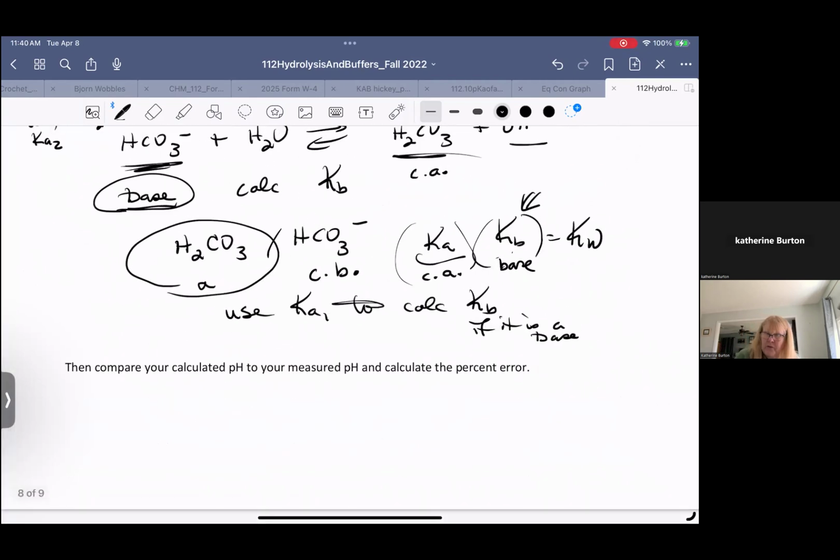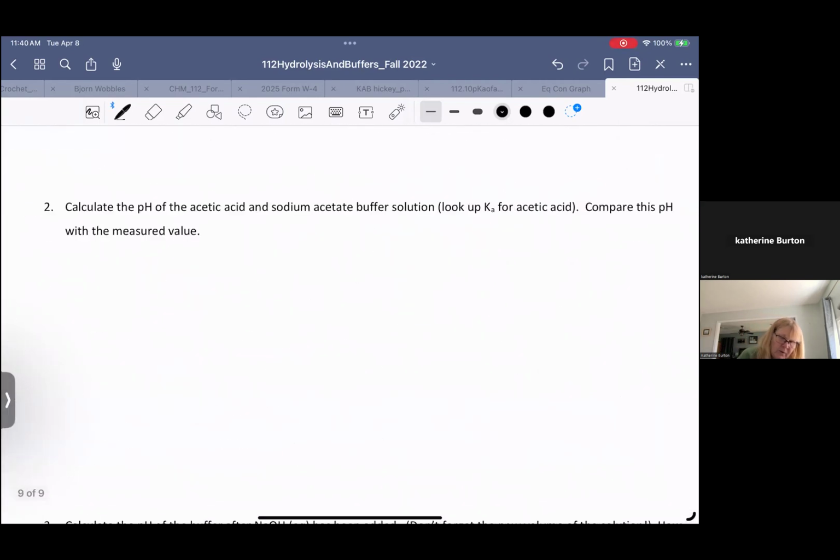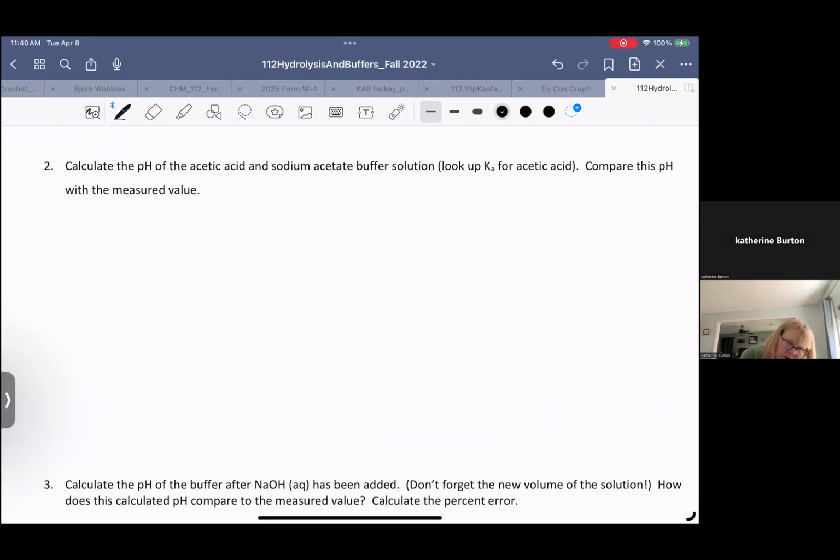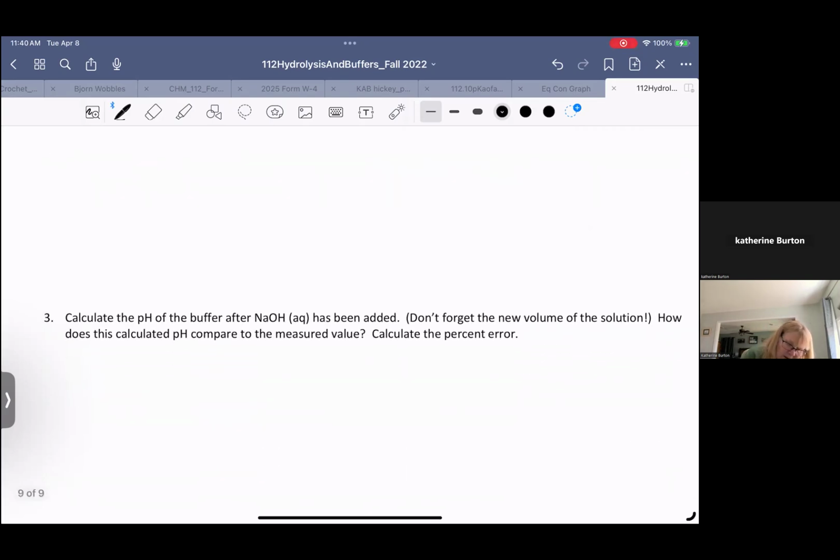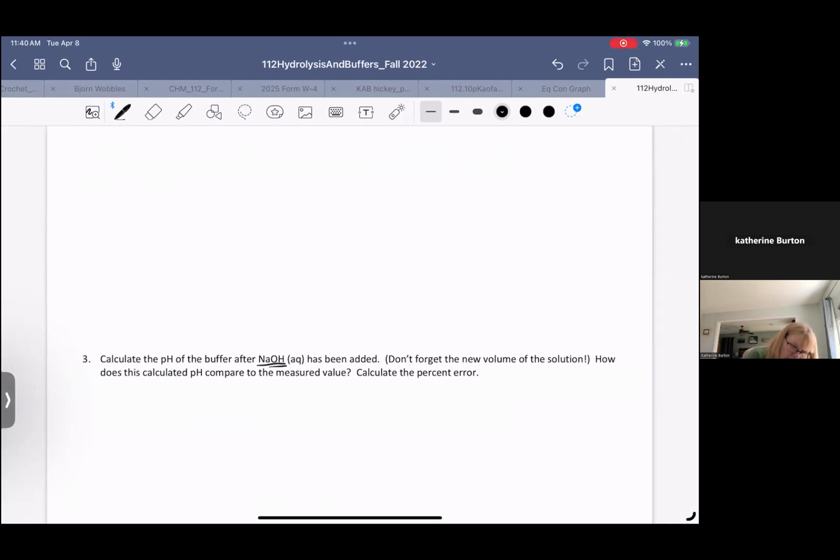And then, of course, calculate your percent error. To look up the pH, you're going to look up the K, and you're going to calculate what the pH should be of your buffer solution. And then you're going to do it after you add some sodium hydroxide. I've already posted the video on how you do this, so take a look at the buffers and titrations video that I posted, and you'll be able to see how to do that from there.